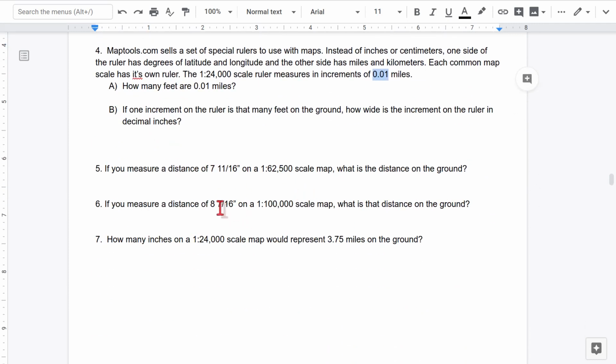Some fraction questions for you to deal with. If you measure 8 7/16 inches on a 1 to 100,000 scale map, what is that distance on the ground?